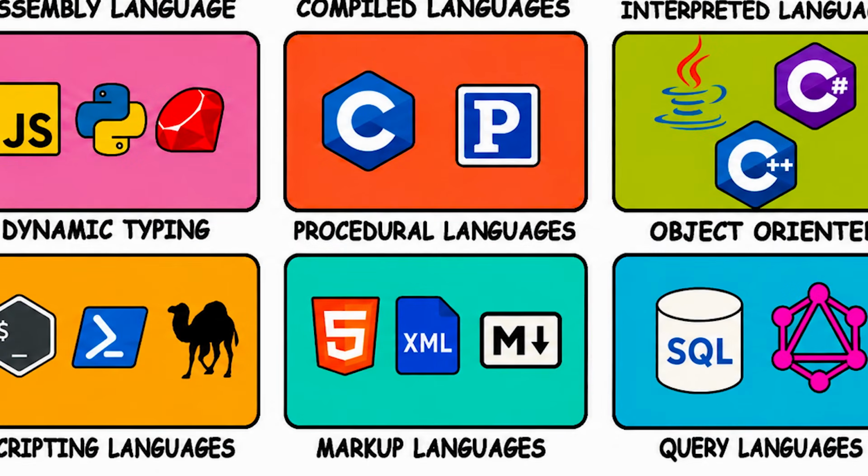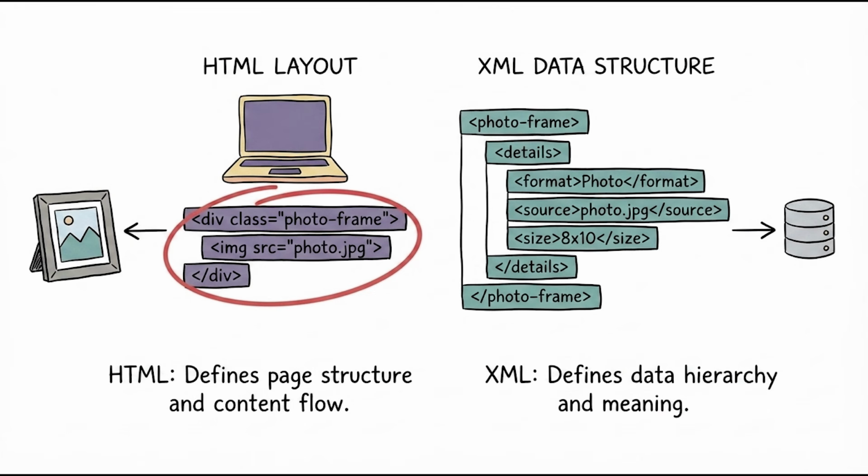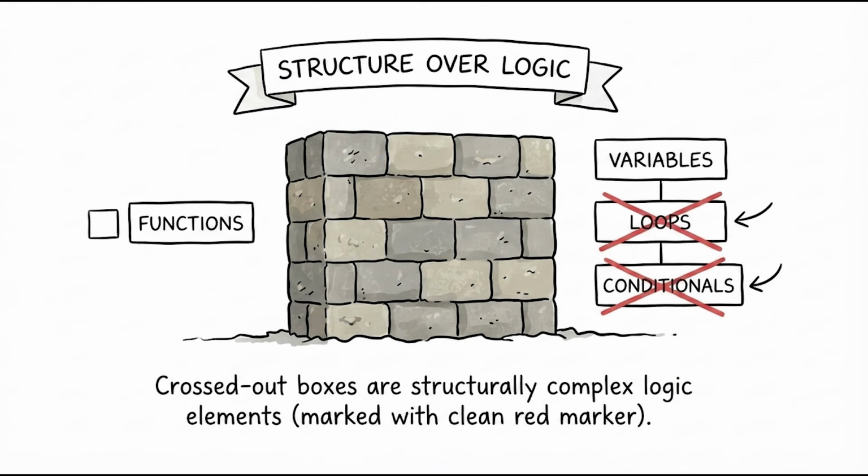Markup languages. This one starts fights. Markup languages structure and format content. They don't execute logic. HTML, XML, and Markdown are the big names here. HTML tells your browser where headings, paragraphs, and images go. XML structures data for machines to read. Markdown lets you write documentation without a degree in formatting. Think of markup as the blueprint for a house. It shows where everything goes, but it doesn't pour concrete or wire electricity.